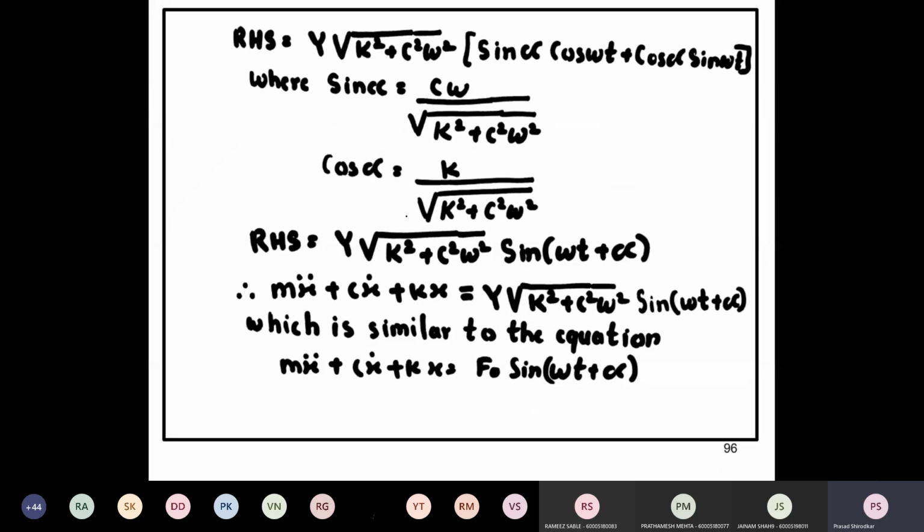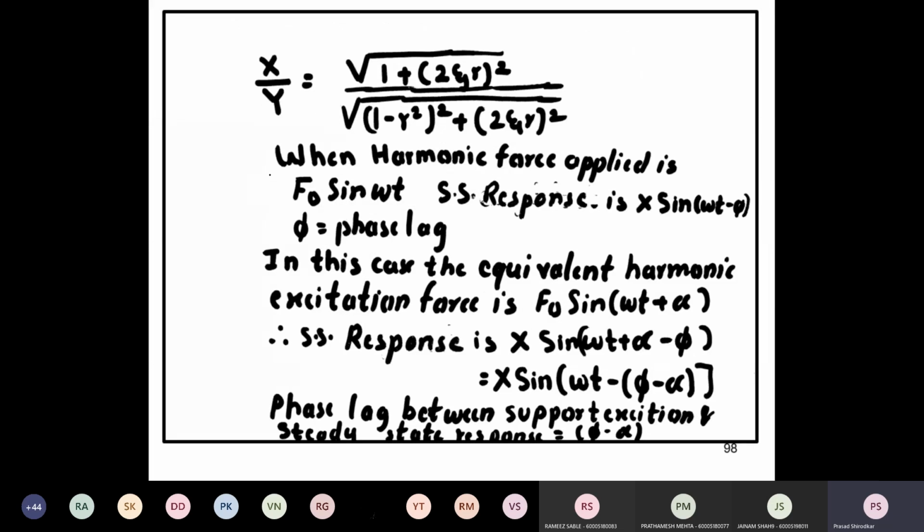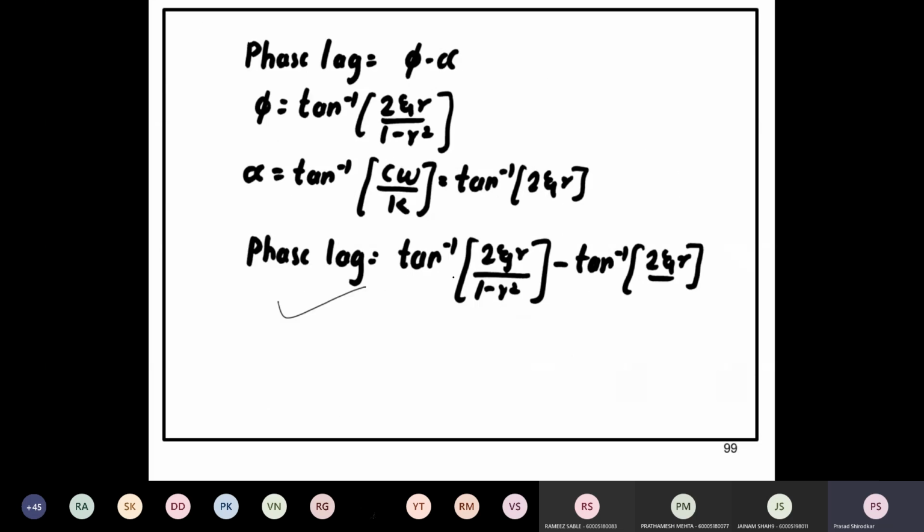cases. First case, we considered the absolute amplitude, and we derived the equation for absolute amplitude, that is X by Y, where X becomes the absolute amplitude. That was square root of 1 plus (2 zeta r) whole square divided by square root of (1 minus r square) whole square plus (2 zeta r) whole square. And in this case, the phase lag is tan inverse of 2 zeta r upon 1 minus r square, minus tan inverse of 2 zeta r.